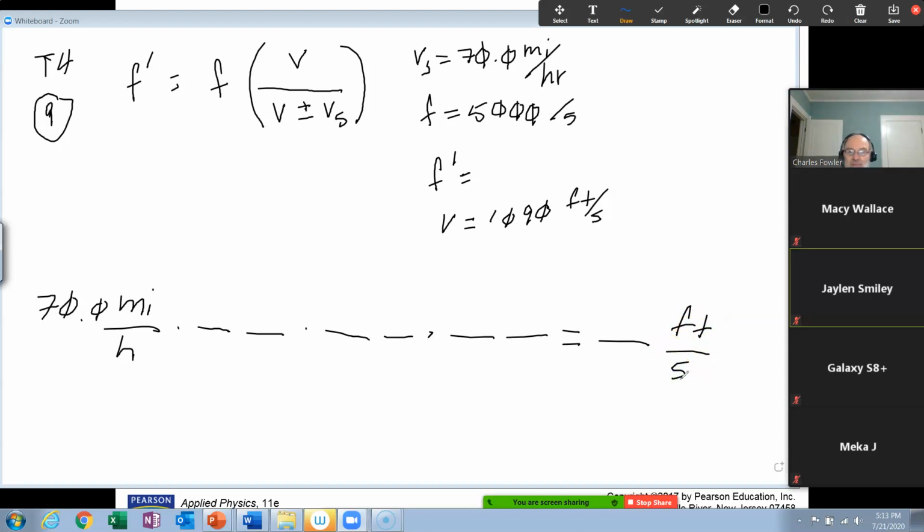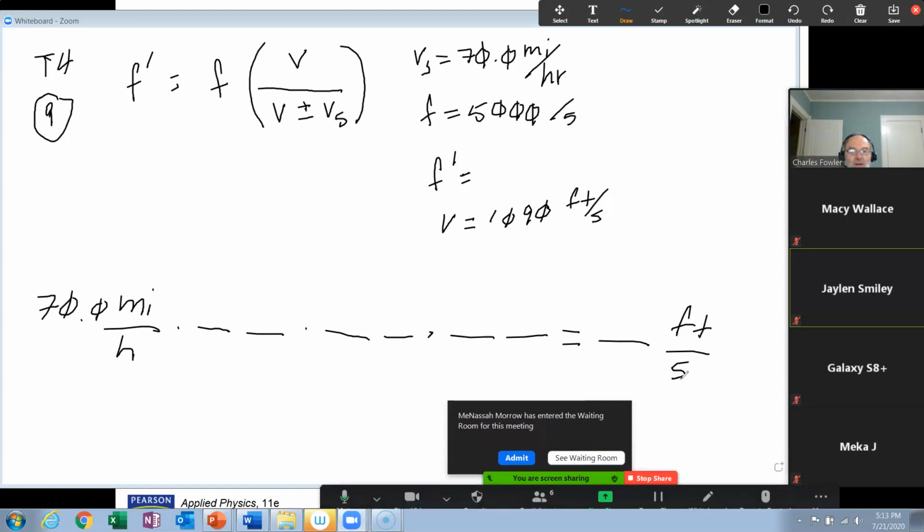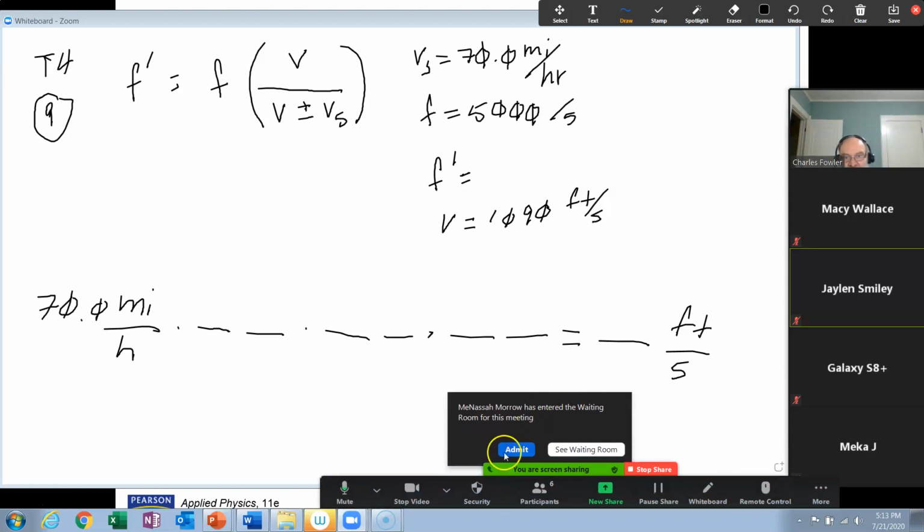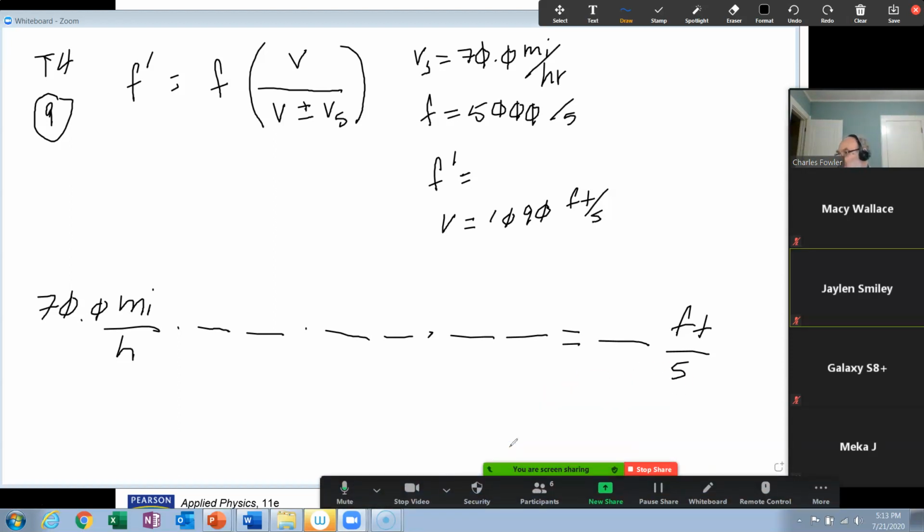Now, what are all those blanks about? Remember, the first blank is always for numbers. Don't worry about the numbers until you get the units in place. Oh, here comes Manessa, so let me let her in.